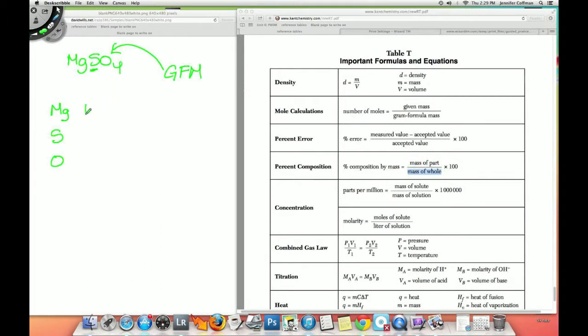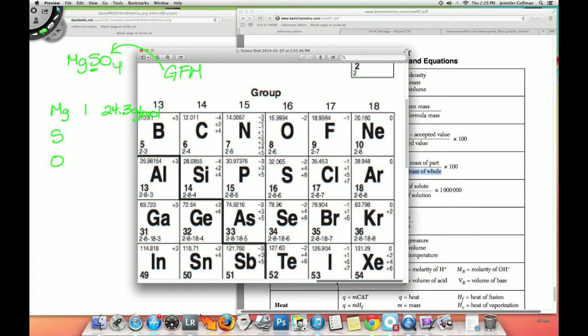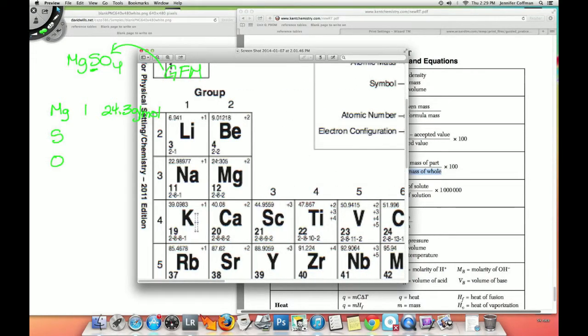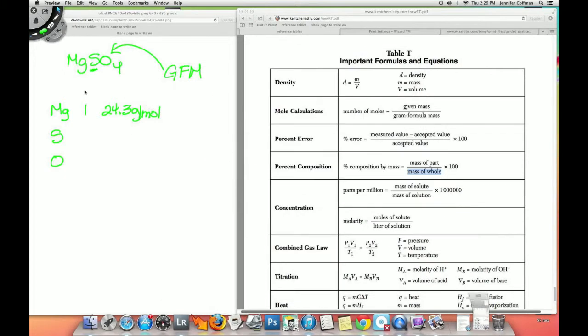We have 1 magnesium, and magnesium weighs 24.3 grams per mole. If you don't believe me, take a look at your periodic table. Magnesium is over here, 24.3. So when we multiply that out, we have 24.3 grams per mole. Sulfur, you have 1 of them, and it weighs 32.1. I got that from my periodic table down here.